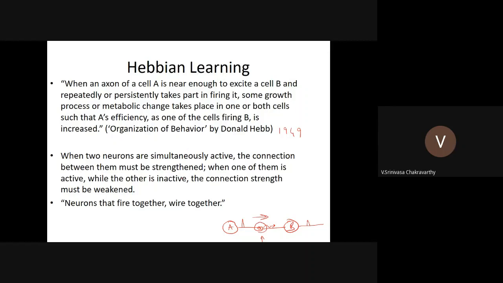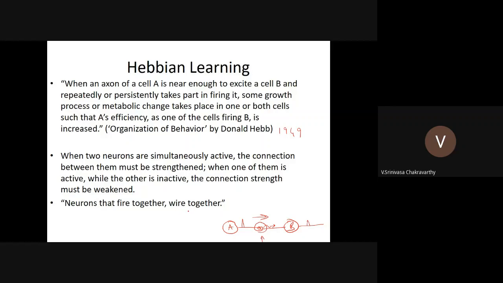And contrarily, if A fires and B doesn't fire or fails to fire, and that happens repeatedly, then the connection strength between the two must be weakened. Okay, so this is what is more popularly described as neurons that fire together, wire together.